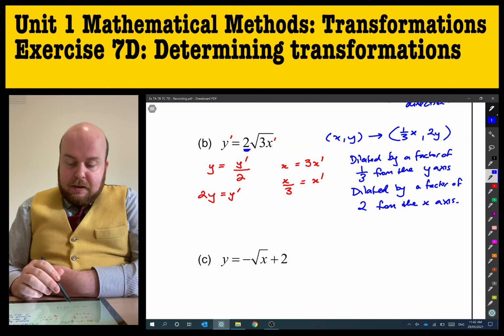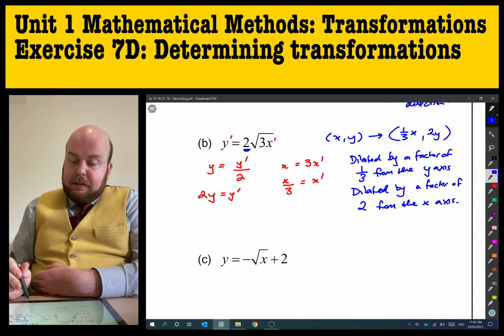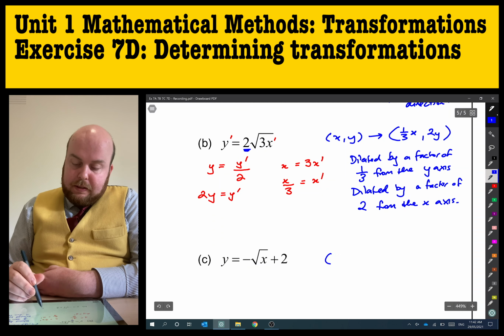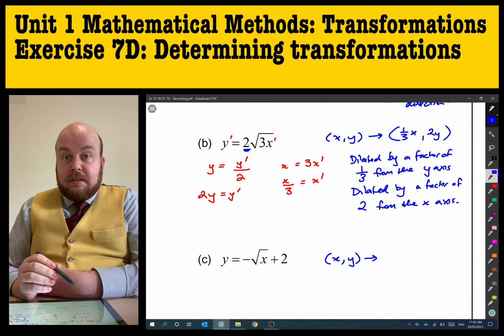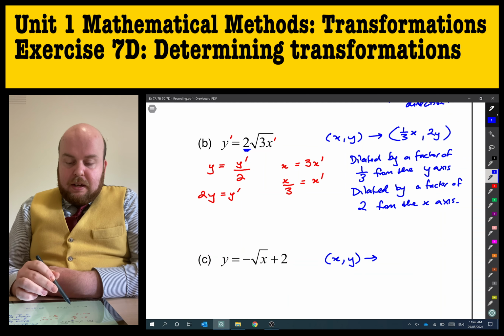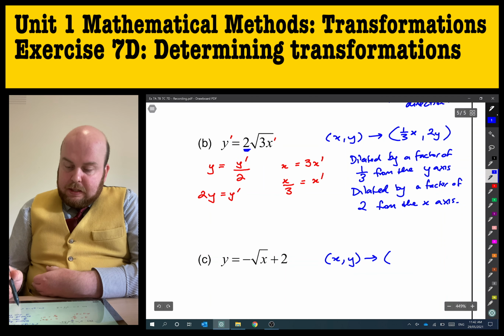With the next one here, we can see we've got a translation of 2 units in the positive y direction. We've also got a reflection as well. The important thing is knowing the sequence of transformations that have occurred. So it has been reflected in the x-axis, and then it has been moved up by 2.